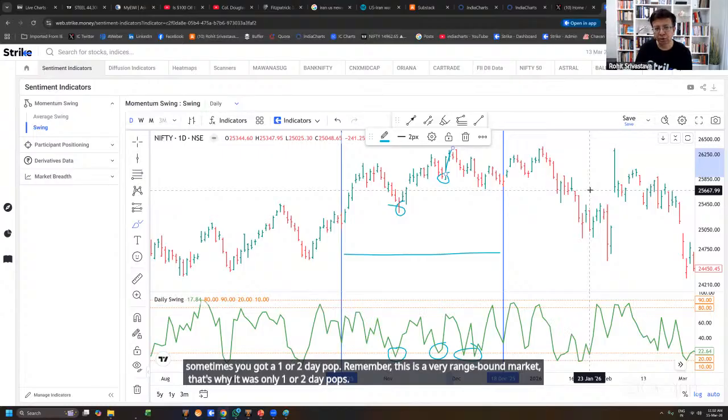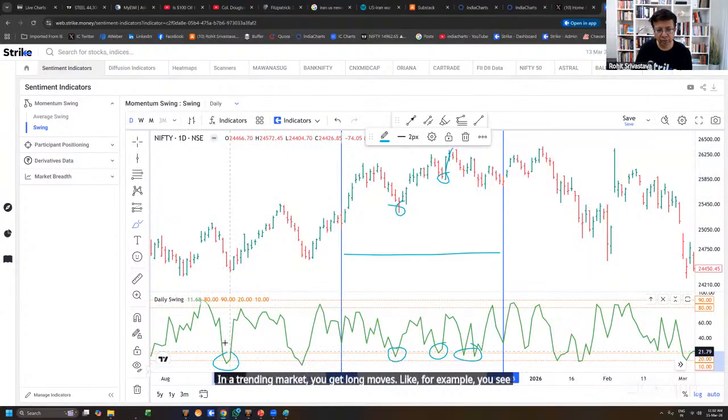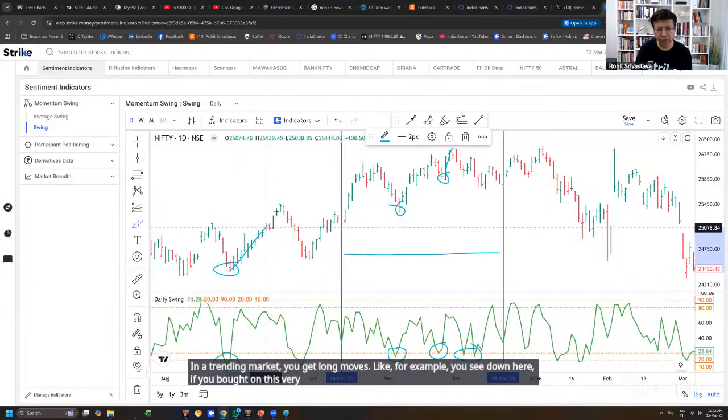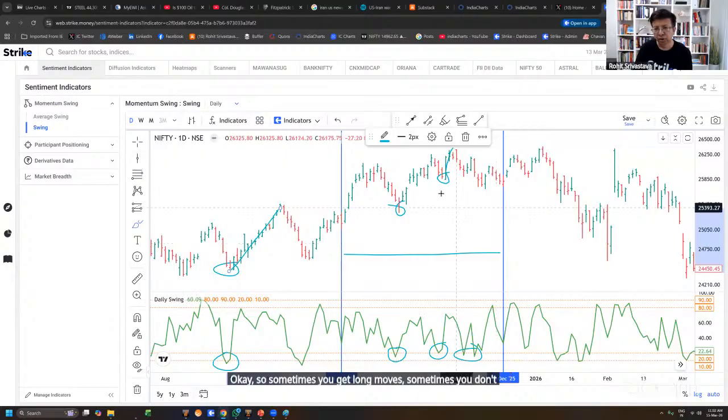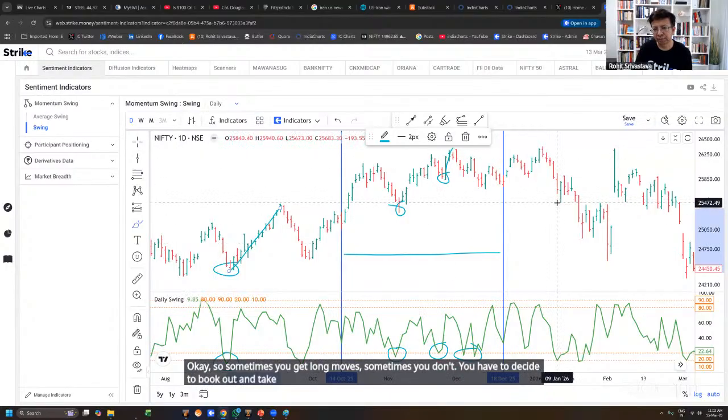In a trending market, you get long moves. Like for example, you see down here, if you bought on this very low swing, you got a very long move. Okay, so sometimes you get long moves, sometimes you don't. You have to decide to book out and take profits every time.